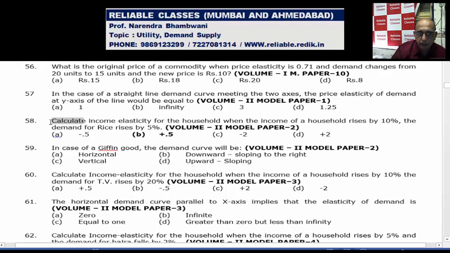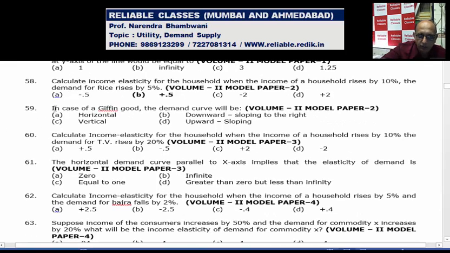Calculate the income elasticity for household when income of household rises by 10% and demand for rice rises by 5%. So it will be 5%, it is already bold, 5% divided by 10%. That is plus 0.5. It cannot be minus 0.5 because income is rising and demand is also rising.